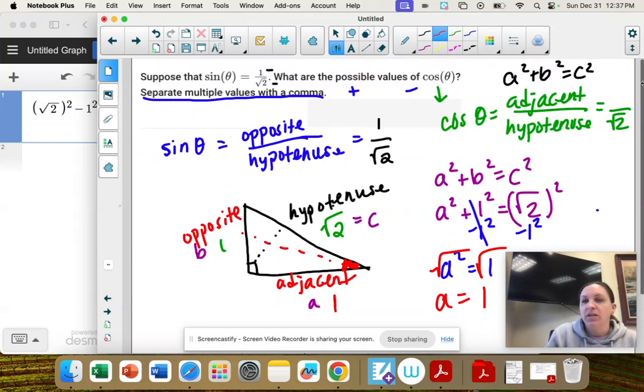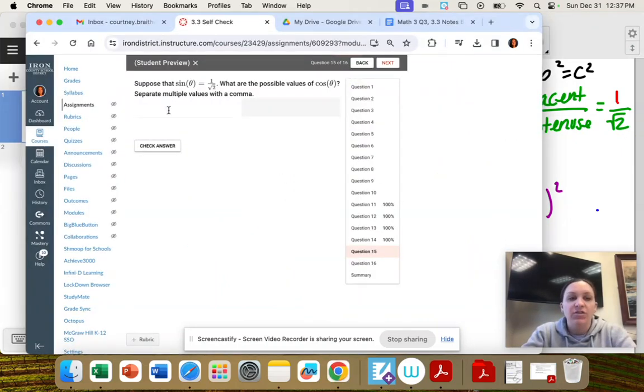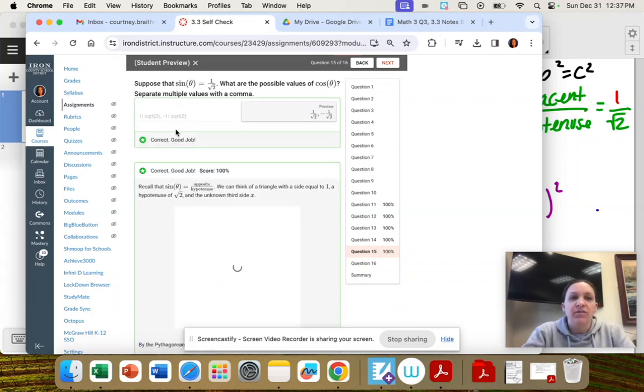So on this one, cosine and sine are actually the same. Remember, our answers separate multiple values. So we have 1 over square root of 2 positive, and then negative 1 over square root of 2. So that's what it says, multiple values. Just make sure you have the positive and the negative.